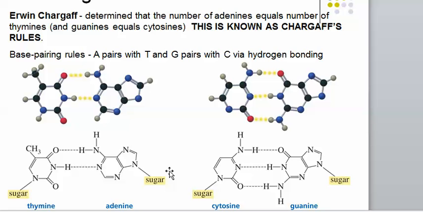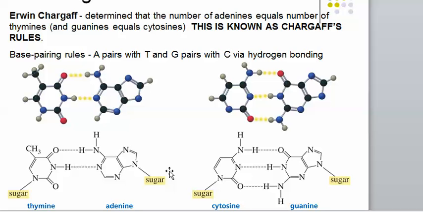Okay, so for every A there's a T, for every G there's a C. That's Chargaff's rule, and that's all that is. It determines that the number of adenines equals the number of thymines. Guanines equal the number of cytosines. If you know the number of one, you know the number of the other. So they should perfectly match that way. So base pairing rules, A goes with T, G goes with C, every single time.